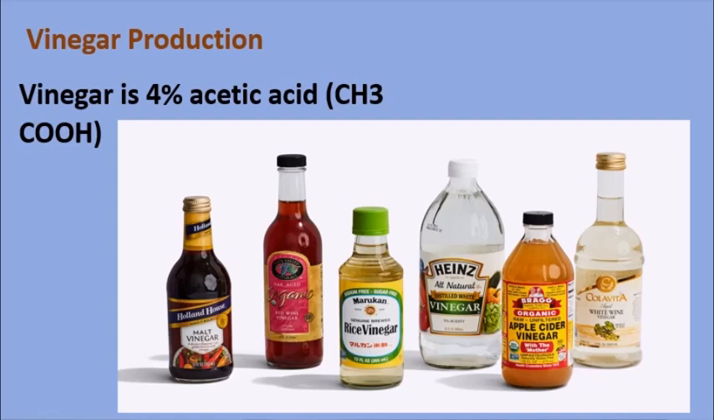Then it is pasteurized, that is, for removing the unwanted microbes, we sterilize it. And then finally we add a very small quantity of SO2 gas so that it gives a pungent taste or odor to it. Even we make soya sauce in the same process only. So this is how vinegar production takes place.